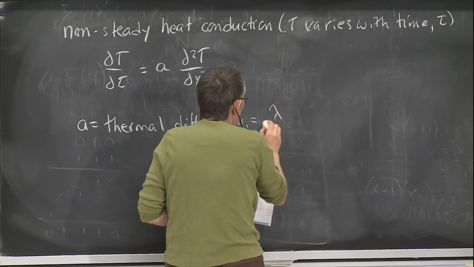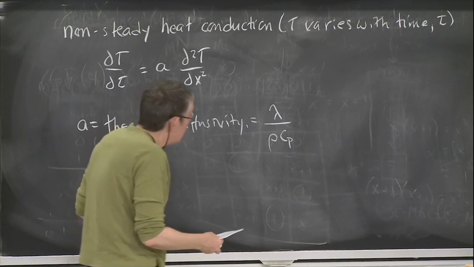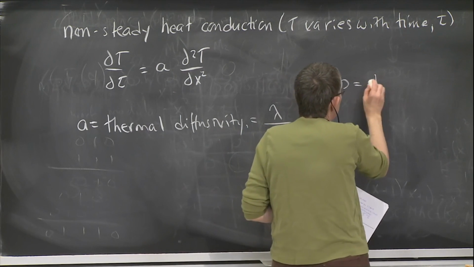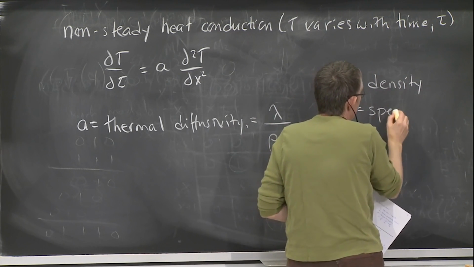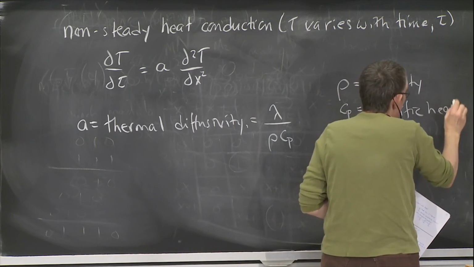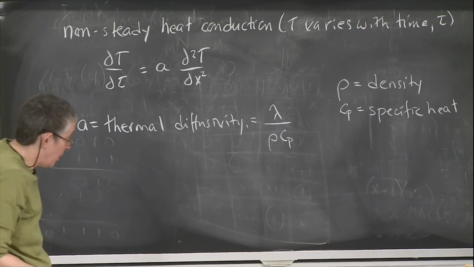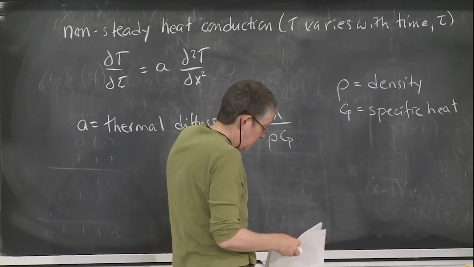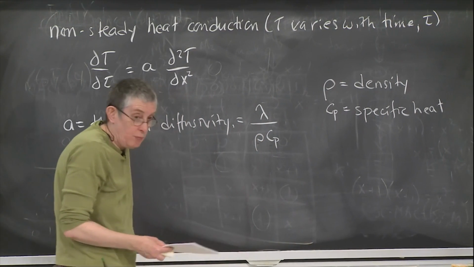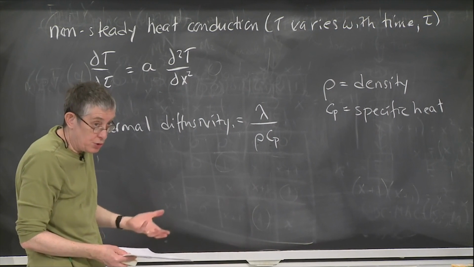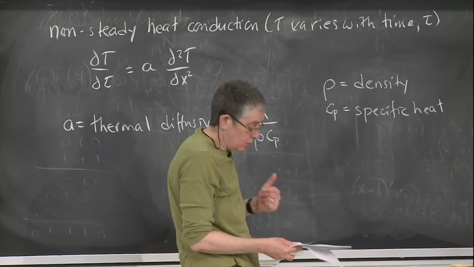And it is equal to the thermal conductivity divided by the density and divided by the specific heat. So here rho is the density, and Cp is the specific heat. And the specific heat is the heat required to raise the temperature of a unit mass by a unit temperature. And so the density times Cp is the volumetric heat capacity. It's how much energy you would need to raise a certain volume by, say, 1 degree K instead of a certain mass.